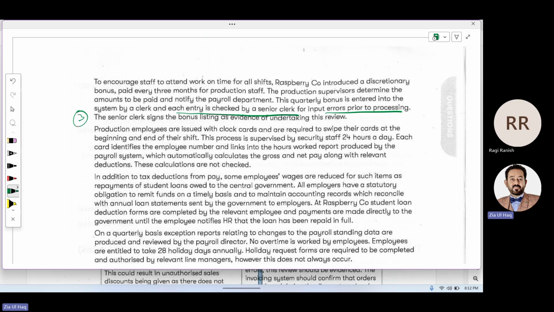The clerk. But do we need to put implications for controls? No. We are just highlighting controls, what is good in the company. We are just highlighting that, not weaknesses. For controls, obviously, we need to explain why this is a good control. If a senior clerk is checking, he will highlight the errors and he will properly authorize the bonus into the system. What will be the test of control?